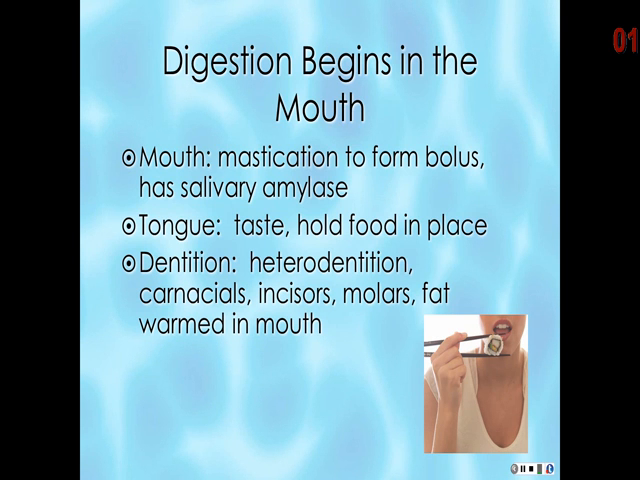The molars are the large flat teeth in the back. These are meant for grinding and are seen throughout the mouth of an herbivore animal, such as a cow. This variety in teeth suggests the need for a variety of types of food in the diet, but not a high-meat diet in particular. Fats are also warmed in the mouth to help with their breakdown later on.